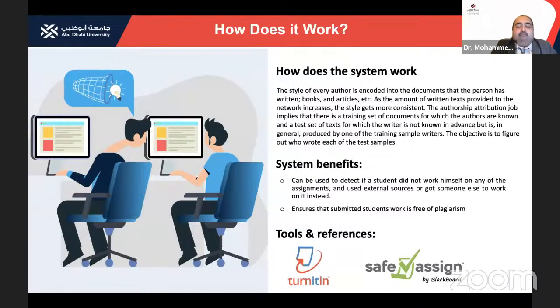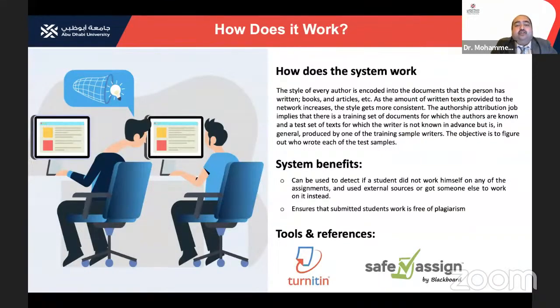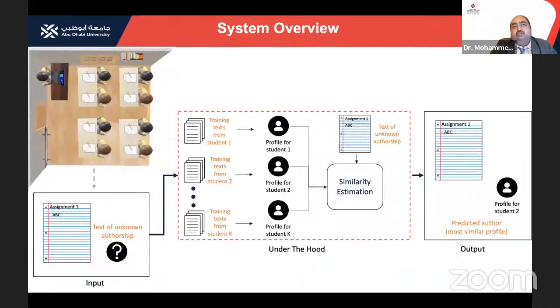But this looks at a body of work which is available, compared to, for example, author attribution, where AI is used not to be tested against a body of work that exists on the internet, but rather a body of work that has been collected in the past from that student.